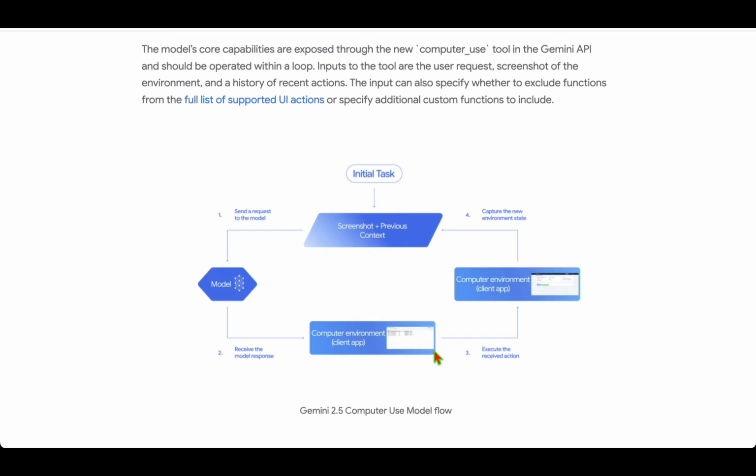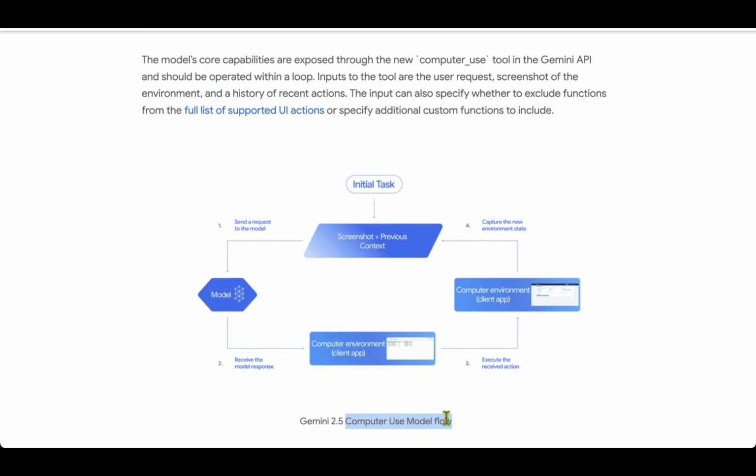The client application receives an action, and some action is performed on it, and the third step is to execute the received action, and the computer environment, which is again the client app, is going to capture the new environment state and then pass it to the screenshot and previous context, which is going to close the loop. And this loop will execute on and on, and we can define the number of times this loop is going to execute in order for the task that we define initially to be completed. So that is pretty much the computer use model flow.